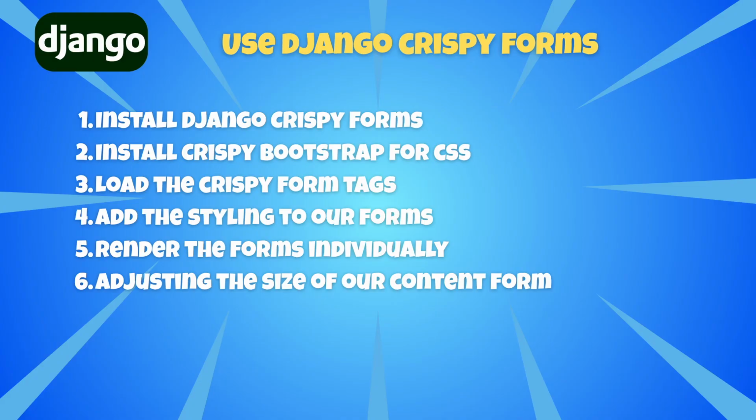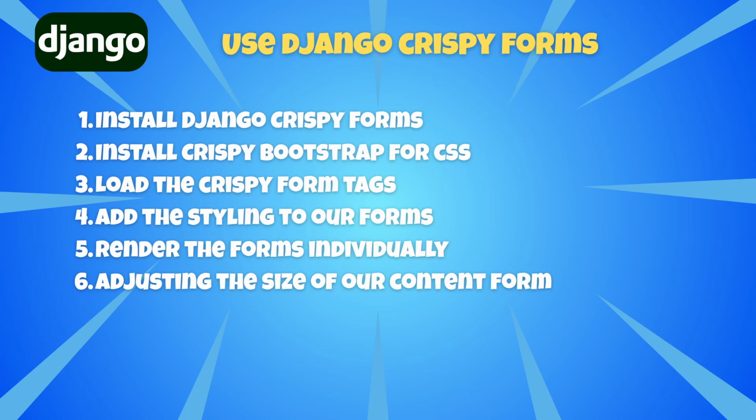To realize that, we're going to be following 6 steps. First, we're going to make some installs because we need to install Django Crispy Forms and Crispy Bootstrap so that we can use the crispy forms and then we also have all of the CSS that we need so that our form has a nice looking styling. Then we're going to be loading the crispy form text into our project and we're going to add the styling to our current form to check out the difference.